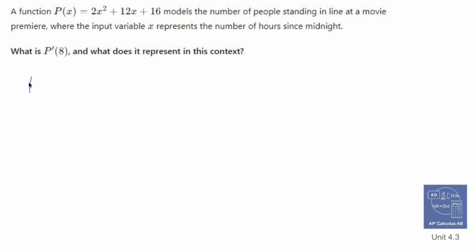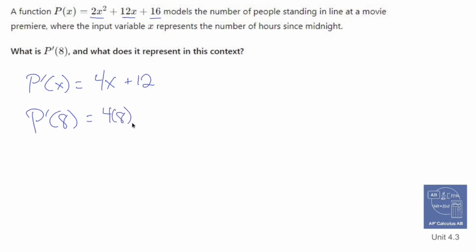Well, let's first find out what p prime of x is. p of x is just a polynomial, so we're looking at power rule, power rule, power rule. The derivative of 2x squared is 4x. The derivative of 12x is 12, and then 16 becomes 0. Now, p prime of 8 is going to be 4 times 8 plus 12. 4 times 8 is 32, and 32 plus 12 is 44. Now, what does this mean?